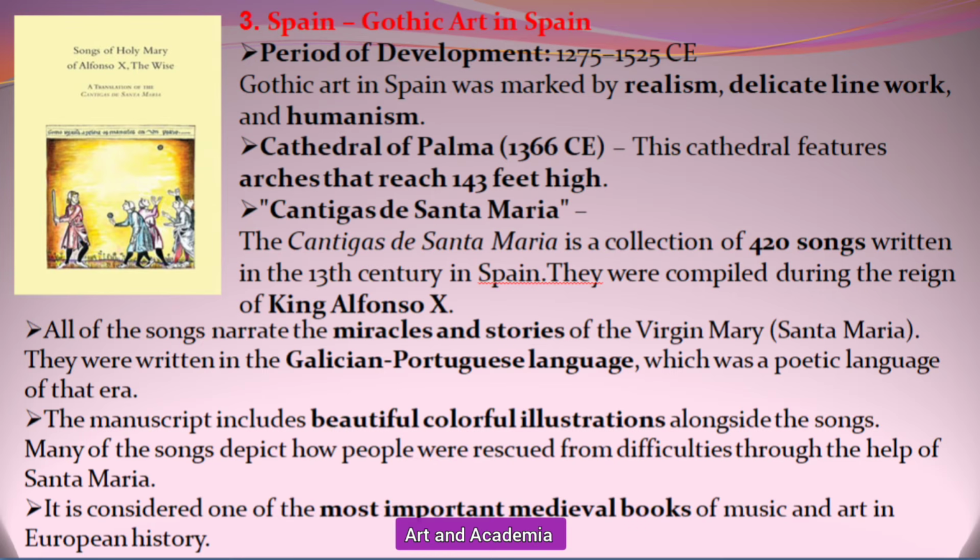Cantigas de Santa Maria. The Cantigas de Santa Maria is a collection of 420 songs written in the 13th century in Spain. They were compiled during the reign of King Alfonso X. All of the songs narrate the miracles and stories of the Virgin Mary, Santa Maria. They were written in the Galician Portuguese language, which was a poetic language of that era. The manuscript includes beautiful, colorful illustrations alongside the songs. Many of the songs depict how people were rescued from difficulties through the help of Santa Maria. It is considered one of the most important medieval books of music and art in European history.